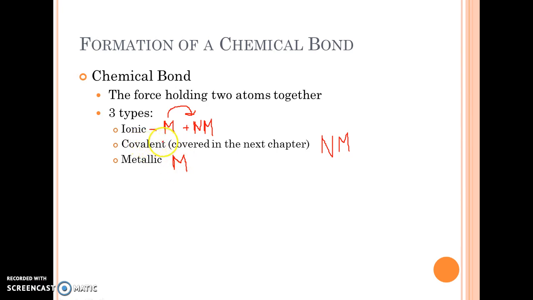So, one last time, ionic: metal and nonmetal, where the metal will give its valence electrons to the nonmetal. In a covalent bond, you have 2 nonmetals, and they will share with each other because they are similar atoms. And then we have a metallic bond, which is metals only, and they will also share their electrons to create what we call a sea of electrons.